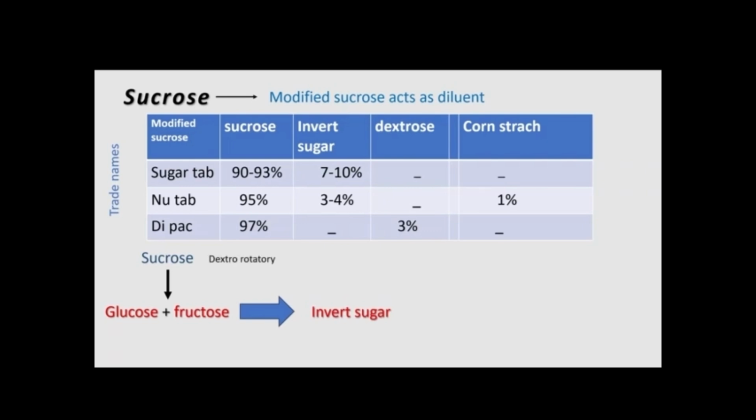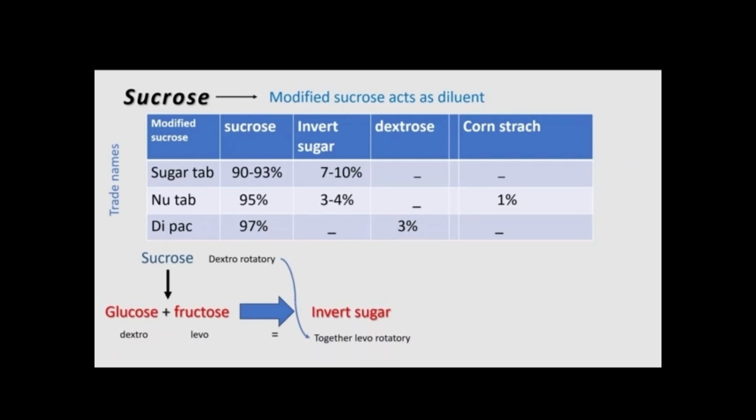Sucrose is dextrorotatory. Dextrorotatory means that when plane polarized light is rotated towards the right side, it is called dextrorotatory. Glucose also is dextrorotatory. Fructose is levorotatory. Together they rotate levorotatory. That is why they are called invert sugar, because dextrorotatory is converting into levorotatory.